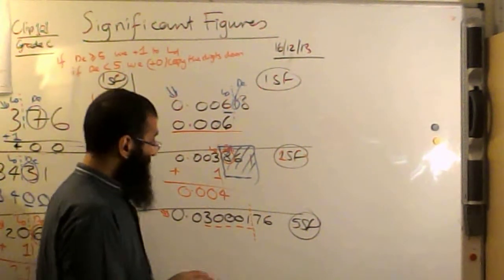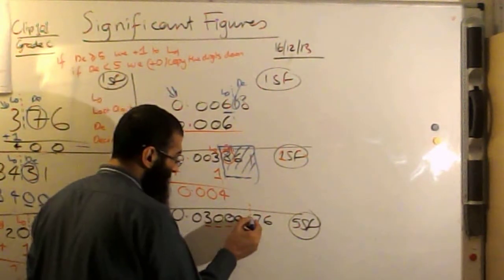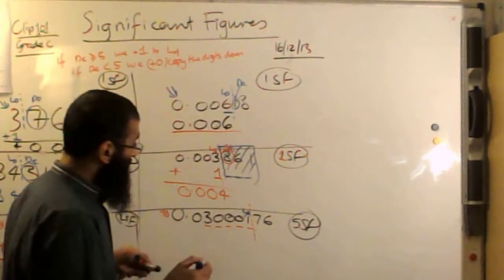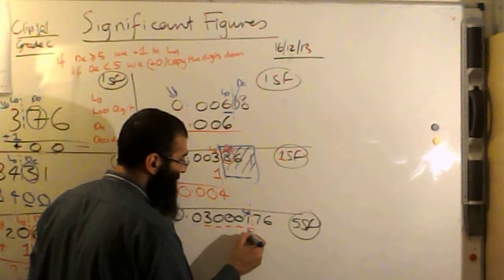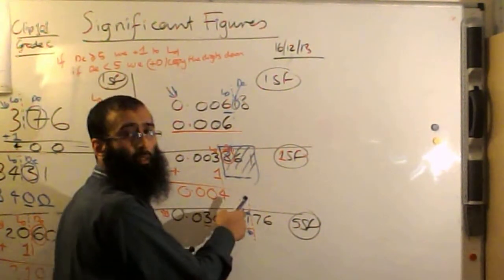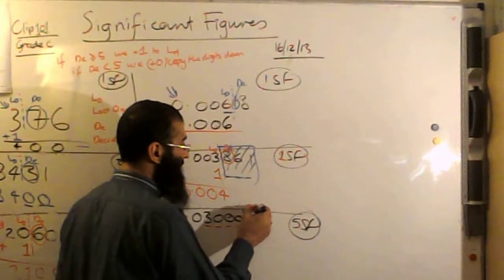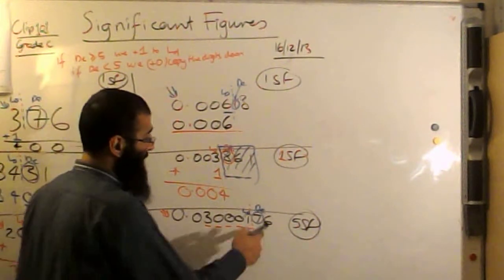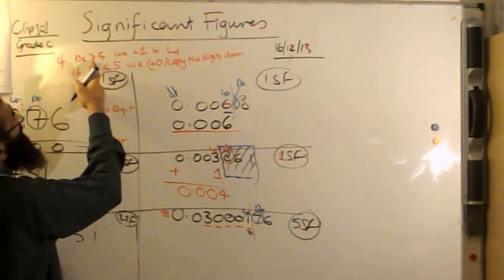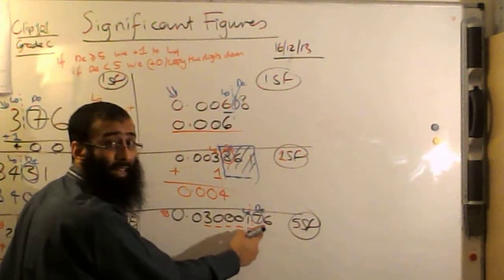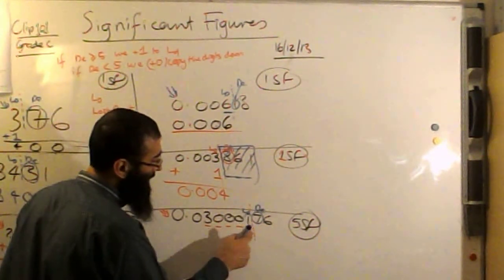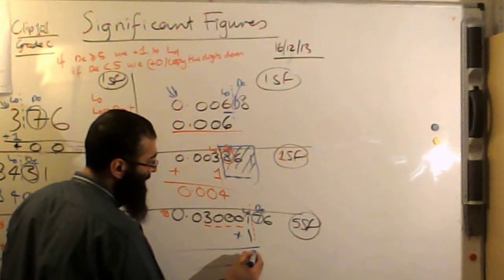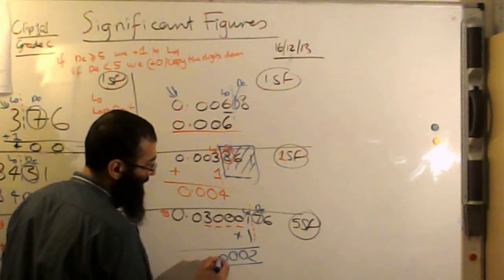Let's look at that. We call this digit, the 5th significant figure, the last digit. The next one, Hassan, is called the decider. If the decider is greater than or equal to 5, we add 1 to the last digit. Is that greater than or equal to 5? Yes. So we add 1 to the last digit. 1 add 1 is? 2. And just copy all the other numbers down.